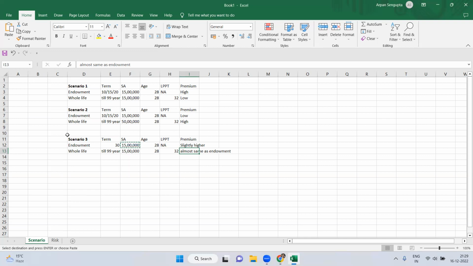I've considered a couple of scenarios. The first scenario is where, as I mentioned, the term of endowment is usually 10, 15, or 20 years. For whole life it is still 99 years of age, right? The sum assured in both cases is 15 lakh. Age of the policyholder is 28. There is no concept of limited premium paying term for endowment, but that concept exists for whole life, and that is 32.